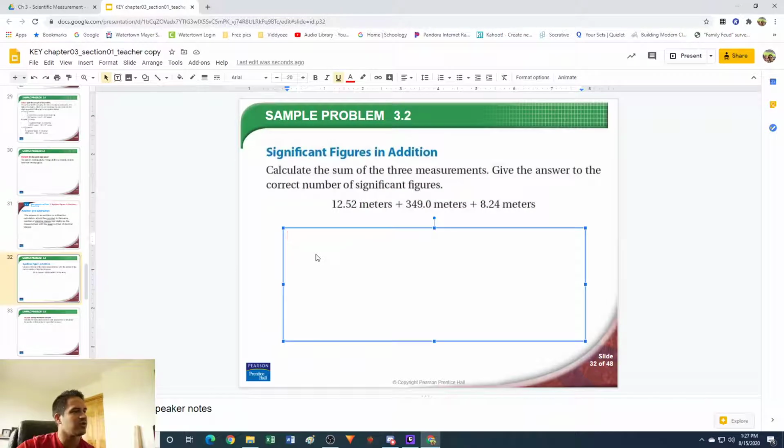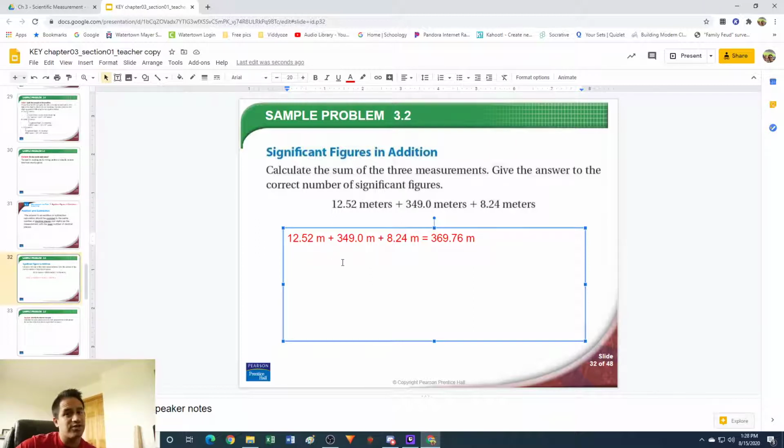Okay, so in this problem, we have 12.52 meters plus 349.0 meters plus 8.24 meters equals. Now, if I add all these together real quick on my calculator, we get 369.76 meters. Now, you might go, okay, no problem, right? Simple addition. We need to round this.